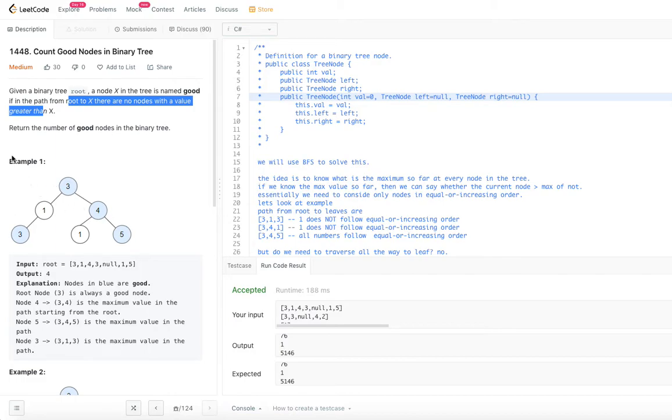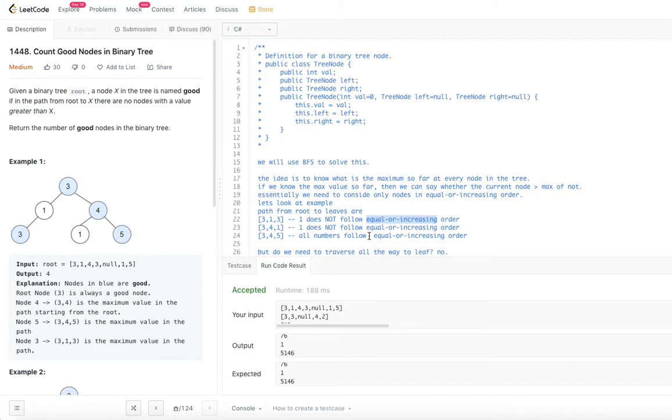So for this example, 3, 1, 3 is the path for the left subtree, 3, 4, 1 is the path for the leaf node 1, and 3, 4, 5 is the path for the right subtree, starting from root to leaf. Looking at 3, 1, 3: 3 is good because it is the first node. 1 is not greater than 3, so 1 is not a good node. So 1 doesn't follow equal or increasing order. The order I am calling here is that as long as it follows equal or increasing relative to the previous maximum, the node is good.